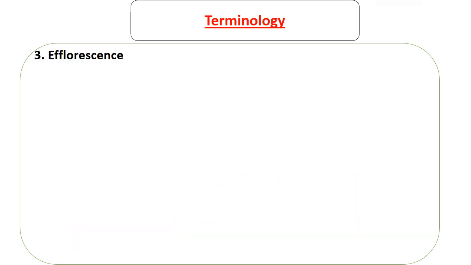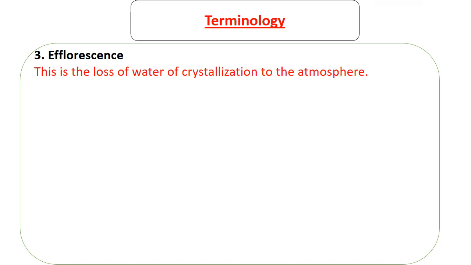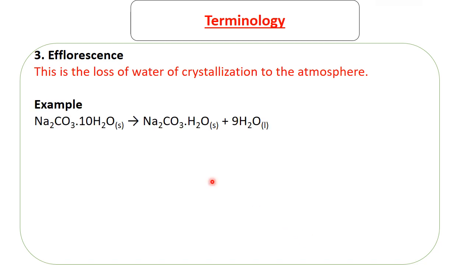Then the third term we're going to take a look at is efflorescence. Efflorescence is just the loss of water of crystallization to the atmosphere. So in the previous example, when a hydrated salt becomes anhydrous salt, we call it efflorescence. Another good example is sodium carbonate with 10 water. In this one, a part of the water of crystallization is lost. So it will be sodium carbonate with 1 water, and 9 water molecules are going to be lost. This is efflorescence.